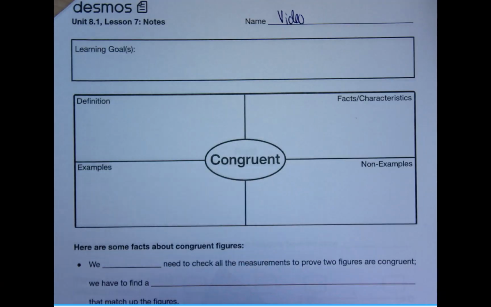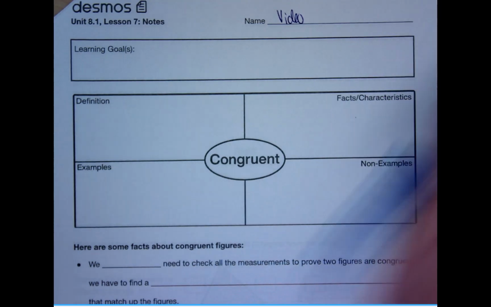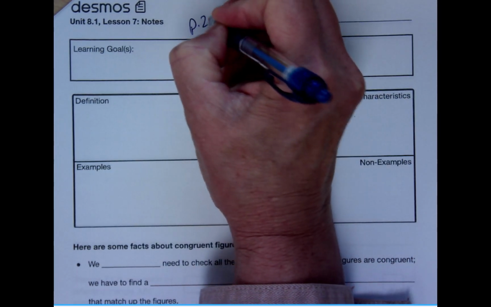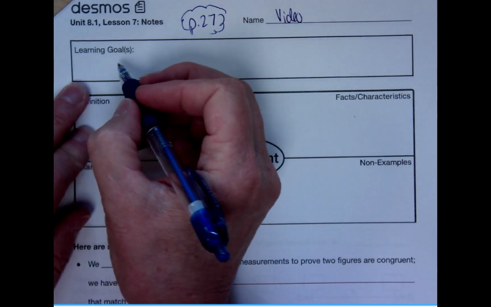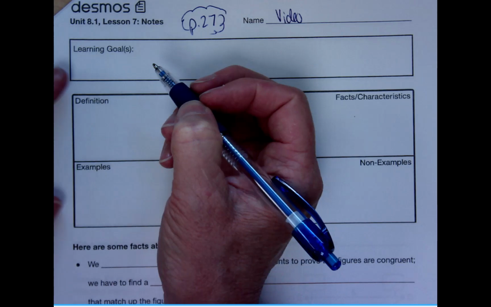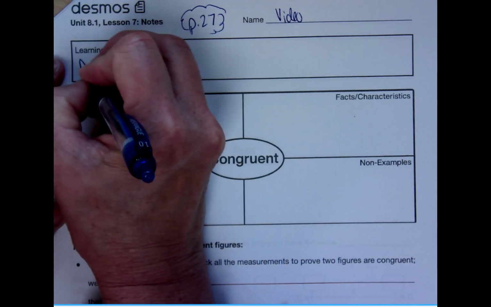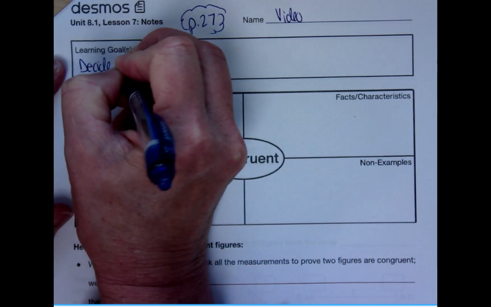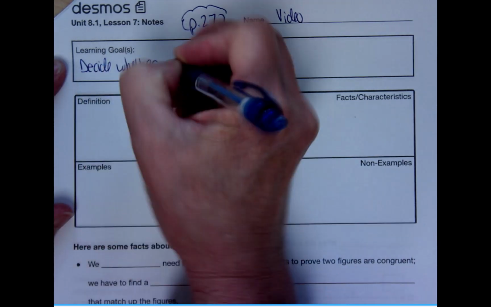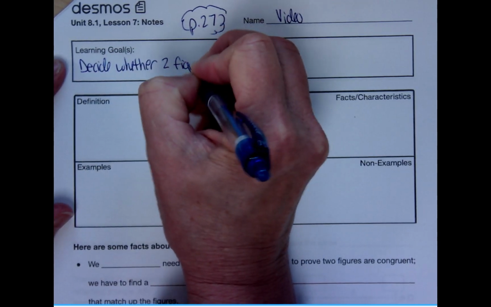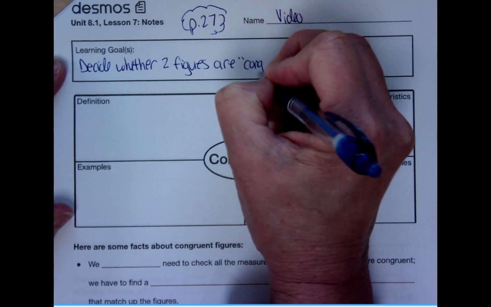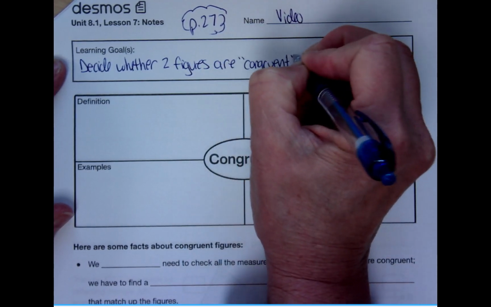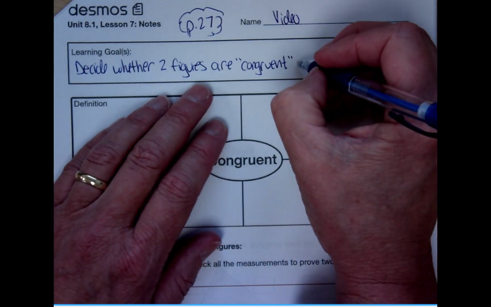Let's take a few notes about the lesson we talked about in class today. We're on page 27 in your workbook. And our goal was to just be able to decide whether two figures are congruent just by looking. Decide whether two figures are, our new word today is congruent.